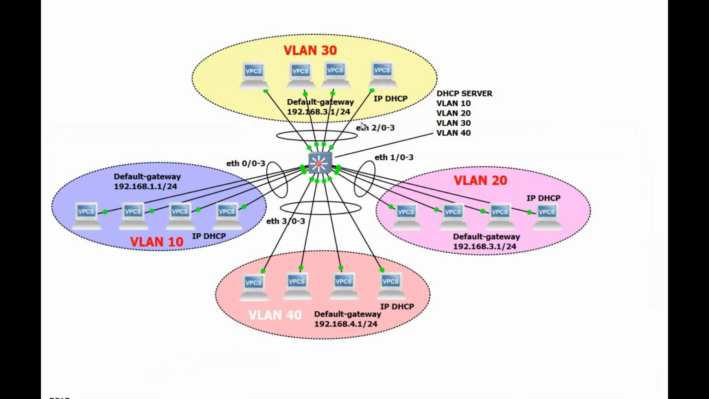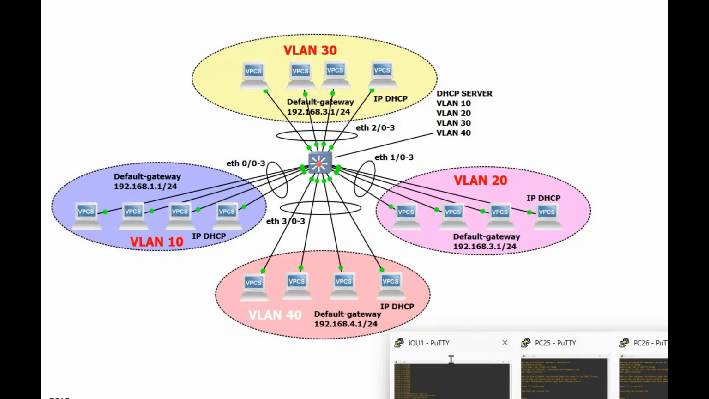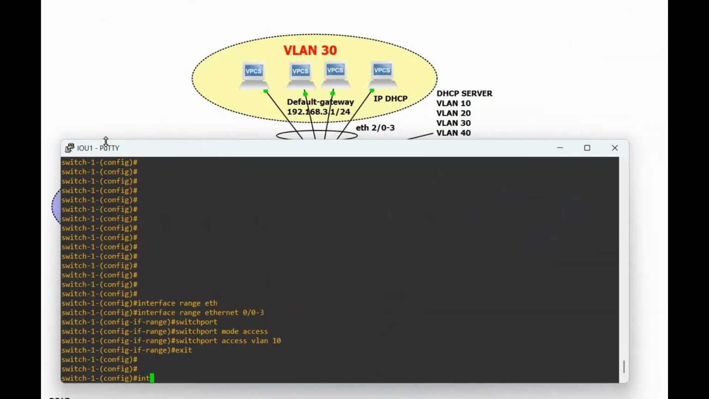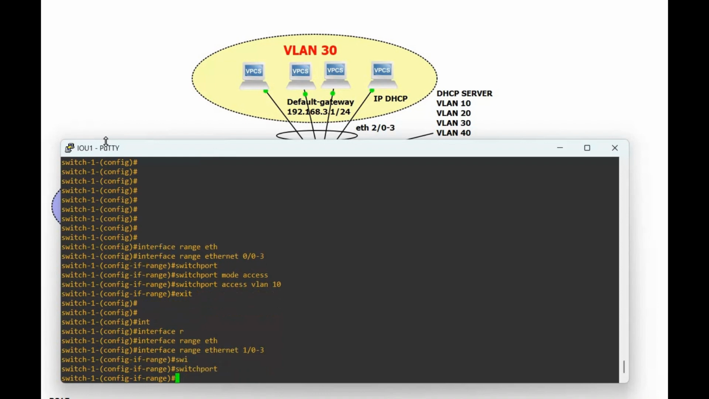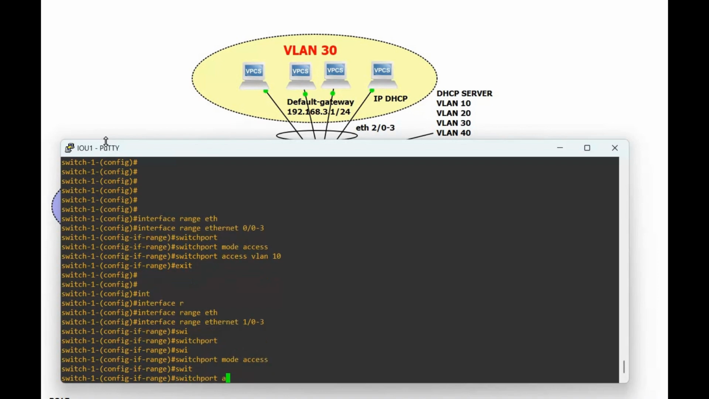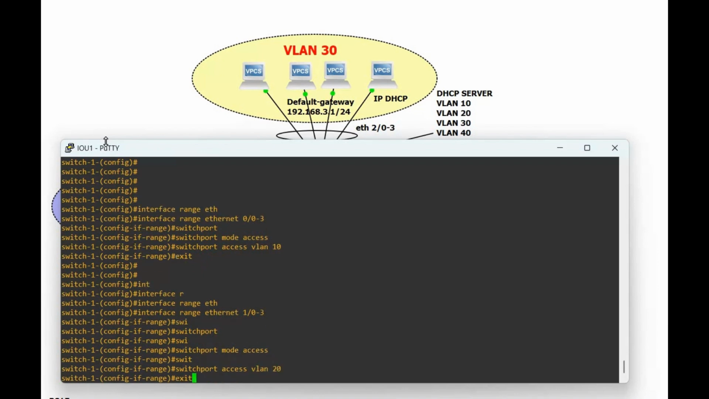Another one is here, Ethernet 1/0 to 3. Now interface range Ethernet 1/0 to 3, switch port mode access and switch port access VLAN 20.